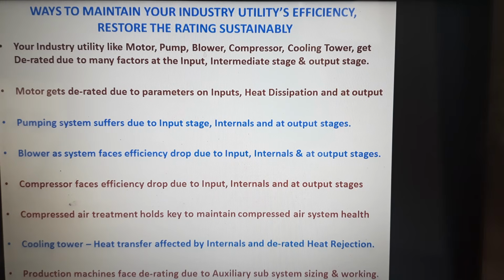The cooling tower, the heat transfer is affected by the internals and getting derated, and due to this the heat rejection is getting derated, because 80% of the heat transfer is happening at the fills what you are using inside the cooling tower, and if it is getting choked, automatically the heat transfer does not happen, and whatever is the input splash or at the output the rain, the spray that is going to the drain, the 80% is at the PVC fills where the fills are there, and the fills need to be conditionally monitored as such. Also, the production machines face derating due to the auxiliary subsystem sizing and working.